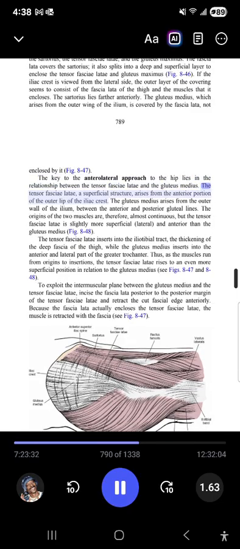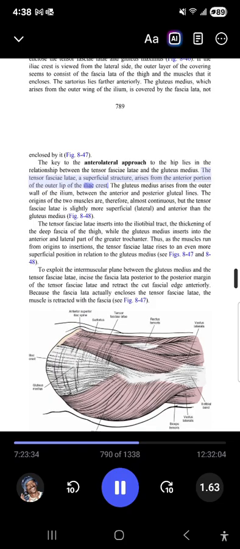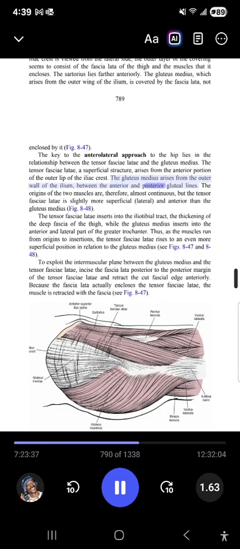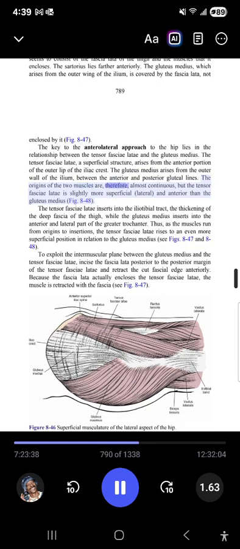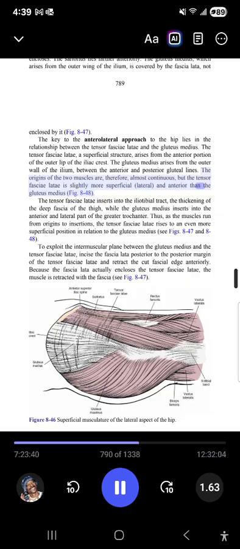The tensor fasciae latae, a superficial structure, arises from the anterior portion of the outer lip of the iliac crest. The gluteus medius arises from the outer wall of the ilium, between the anterior and posterior gluteal lines. The origins of the two muscles are, therefore, almost continuous, but the tensor fasciae latae is slightly more superficial, lateral, and anterior than the gluteus medius, figure 8-48.